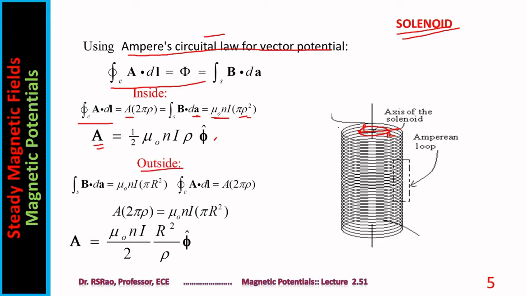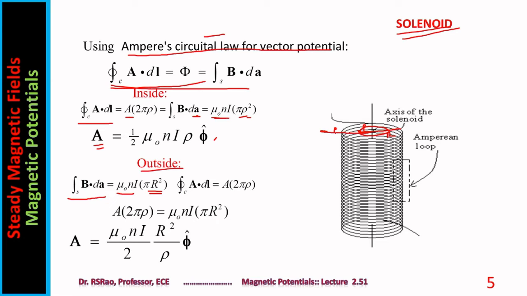Outside. Now we consider a point outside somewhere here. In this case also, let us suppose the point is at a distance of rho. Now we try to apply Ampere's law for vector potential. B dot dA is mu naught N i pi r square.